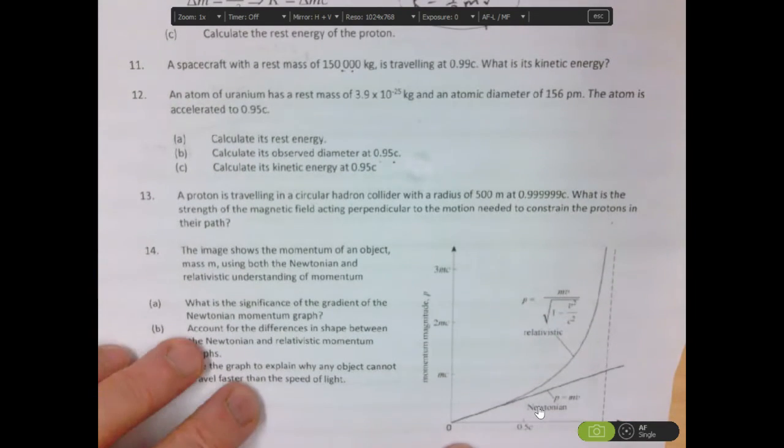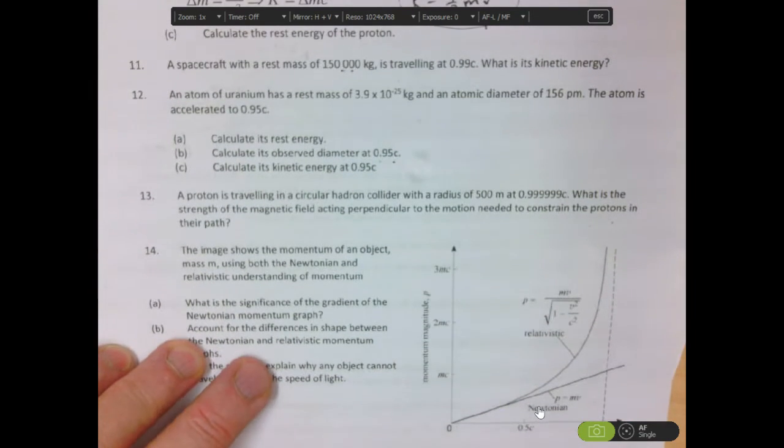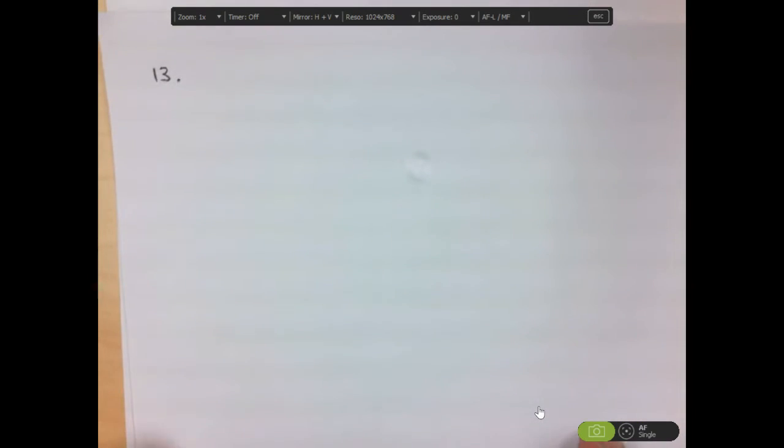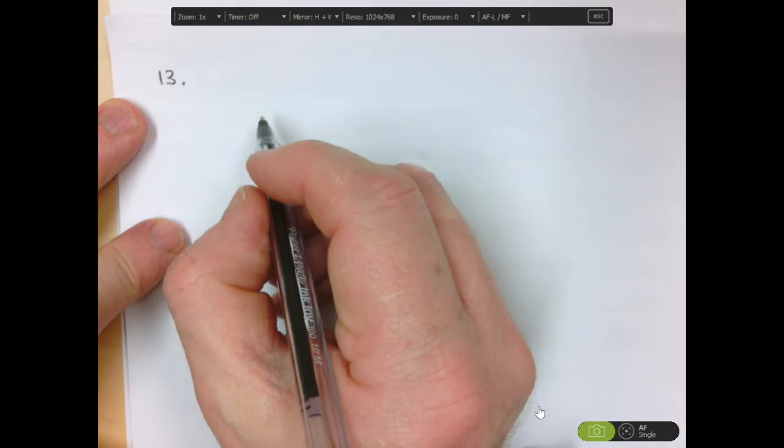Question 13 says, a proton is travelling in a circular hadron collider with a radius of 500 meters, and it is travelling at a velocity of 0.999999 times the speed of light. I think there are 6 nines in that. What is the strength of the magnetic field acting perpendicular to the motion needed to constrain the protons in this path? Okay, right. So to do this, we need to revise the Lorentz formulas for magnetic field strength.